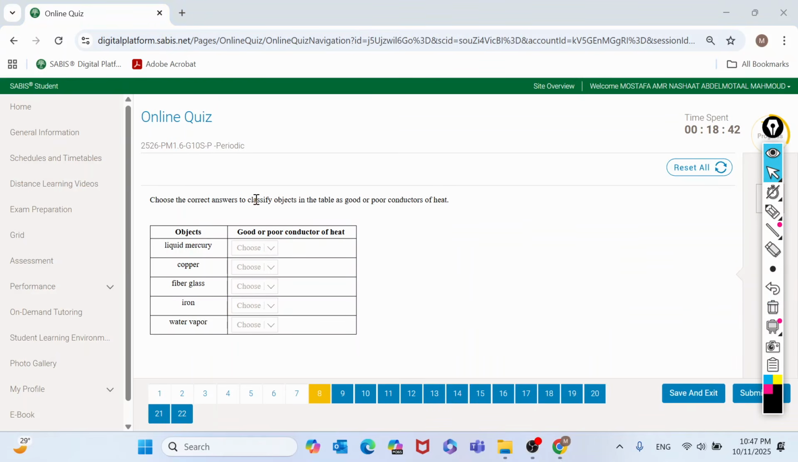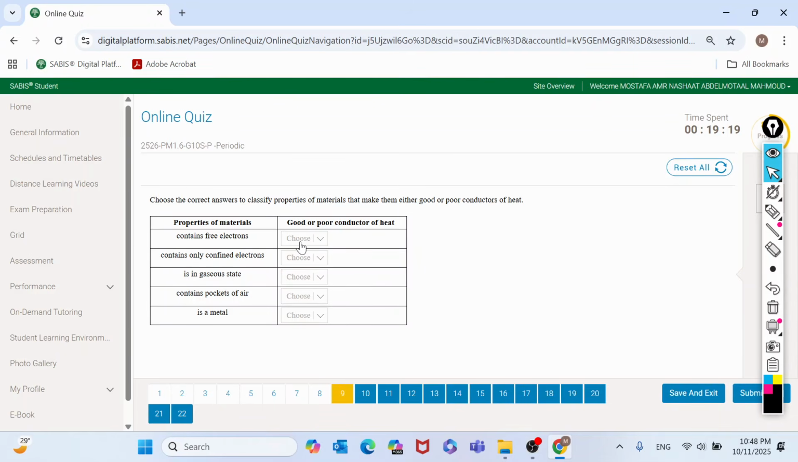Guys, which of the following answers classify objects in the table as good or poor conductors? Liquid mercury, it's a metal, which makes it a good conductor. And guys, the reason metals are good conductors is because they have free electrons. And the electrons help conduct the electricity because they're moving around a lot. So all the metals are good conductors. Fiberglass is actually a good insulator. It's a very bad conductor, so poor conductor. And water vapor, guys, gases in general, they're bad conductors. Usually gases are bad conductors.